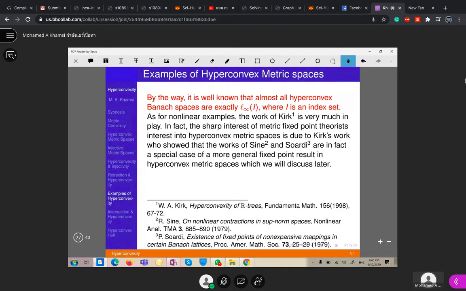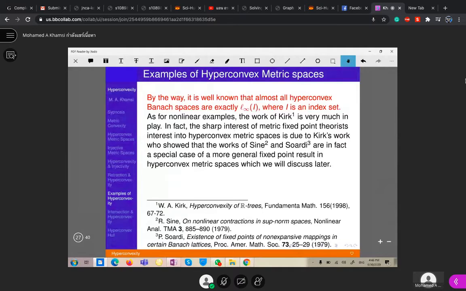And remember that I mentioned that Eklund was my advisor in the master thesis, and I have huge respect for him, but there is a problem. There is really a problem with that issue of Caristi fixed point theorem and Eklund variational problems. I don't want to talk about this now, because we are talking about hyperconvexity. But what happened is, there is a similar story, okay? There is a similar story between Sine and Swardy, okay?